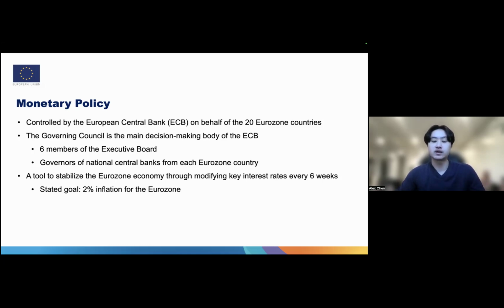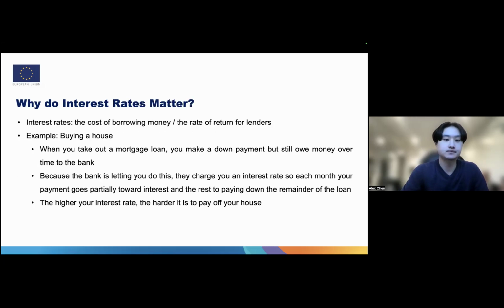And it's a tool to stabilize the Eurozone economy through modifying key interest rates every 6 weeks. The stated goal is 2% inflation overall for the Eurozone, so averaged across all 20 countries. And so why do interest rates matter? Interest rates are the cost of borrowing money, and also the rate of return for lenders, right? There's two people here. This person borrowing money, and this person lending the money to the borrower, right?